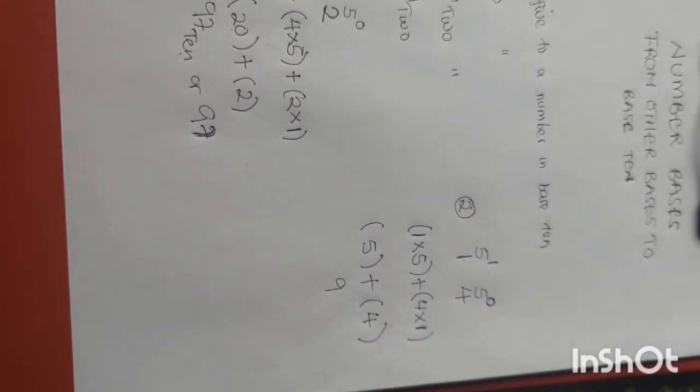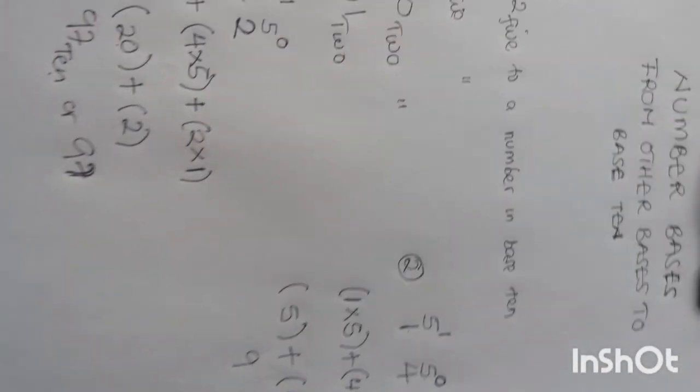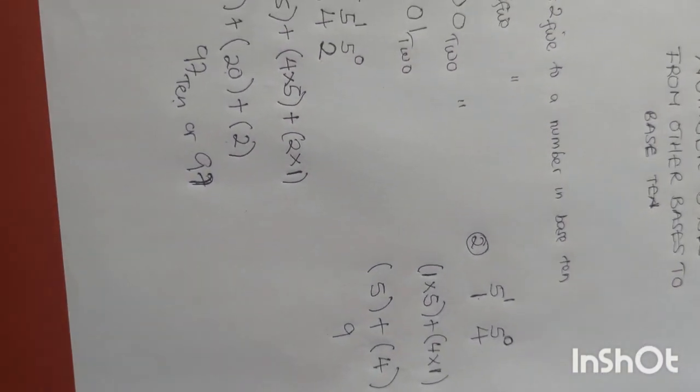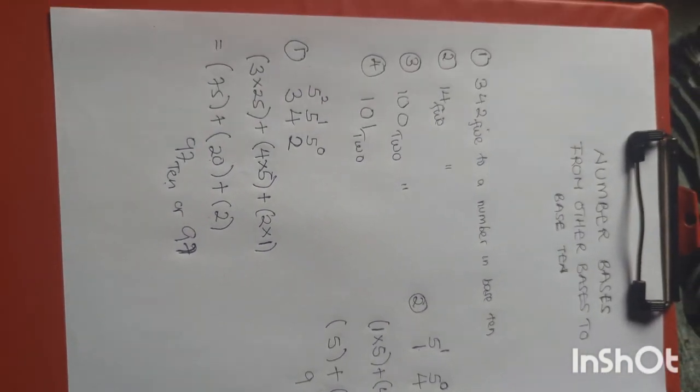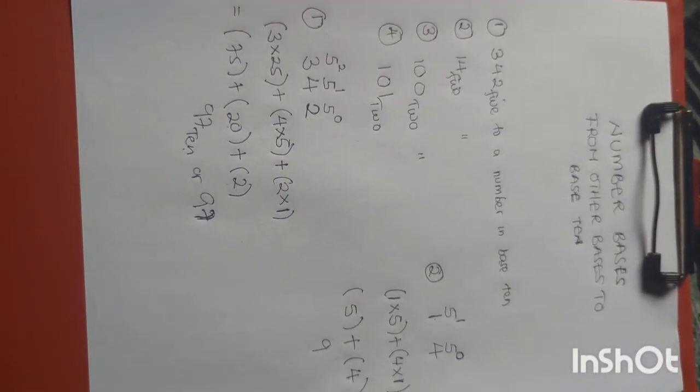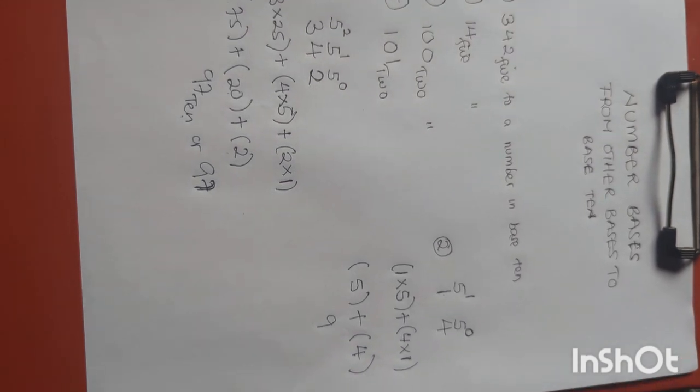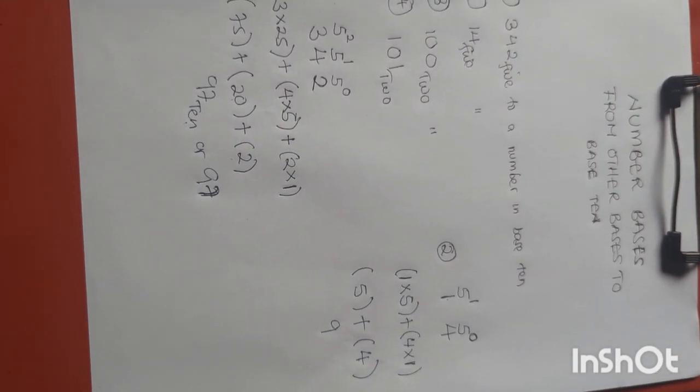Remember I said base 10 is the only base where you can skip writing the base. So this is just 9 in base what? 10. Because if you don't indicate the base, that number is in base 10. Okay, I hope that's clear. So we've done the first 2 examples, number 1 and number 2, which were in base 5. We've converted them from base 5 to base 10.